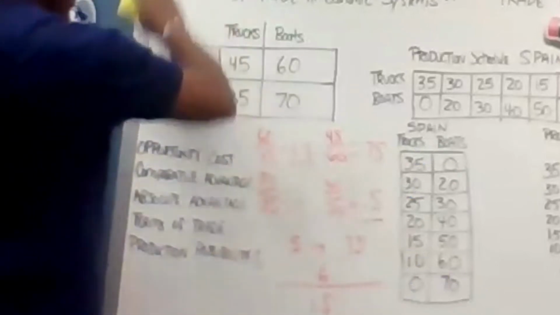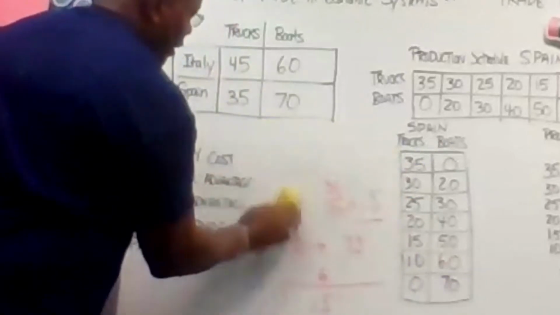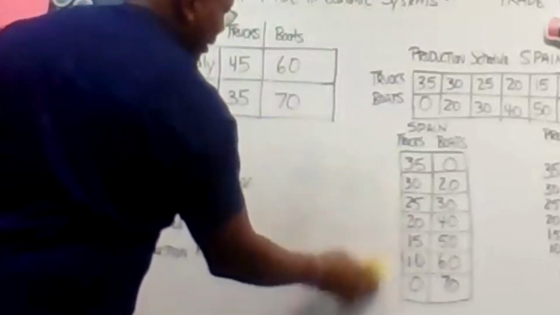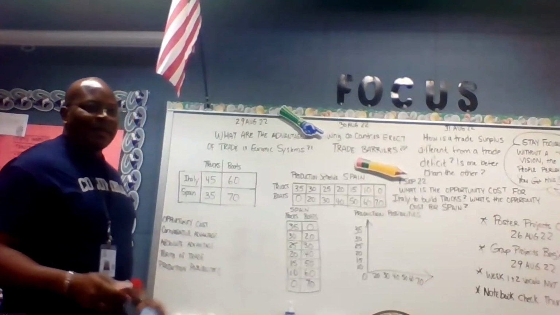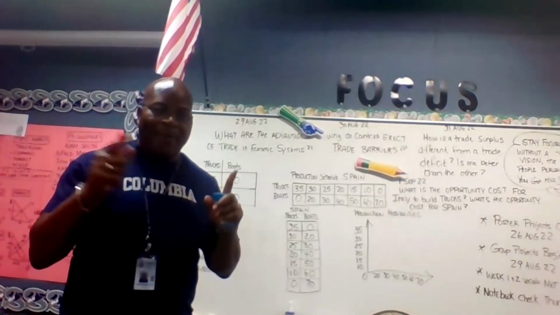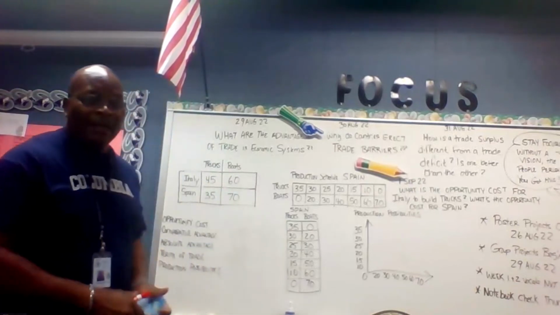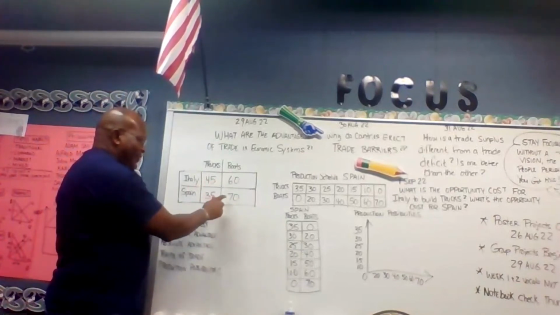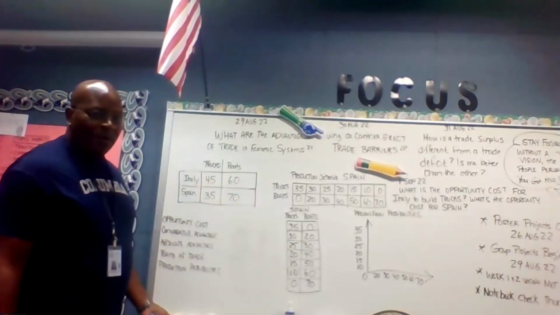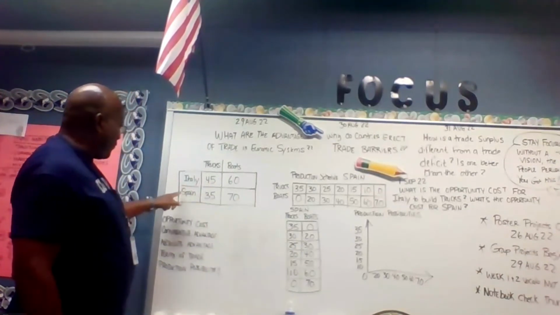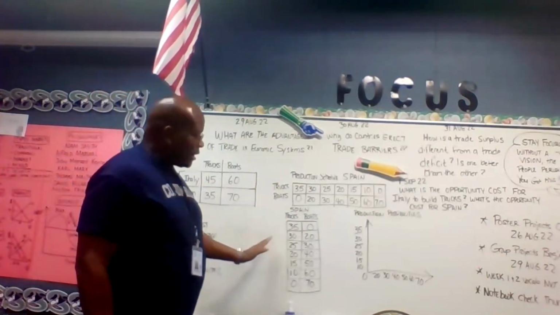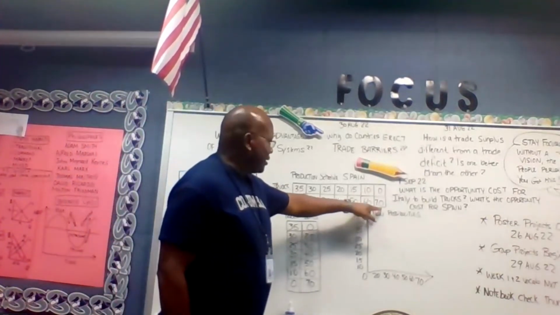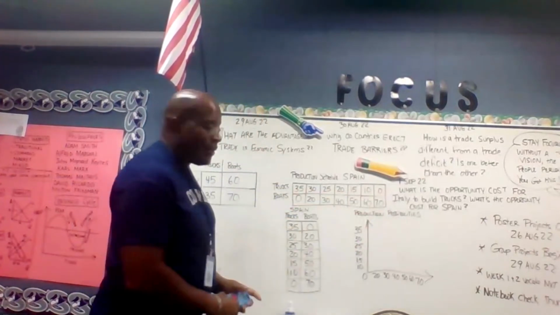All right, let's go ahead and get this out of the way real quick. We just went over opportunity cost, comparative advantage, and terms of trade. When it comes to terms of trade, you would look at a number that's in between both numbers, so both parties would be satisfied with that deal. Now, we said they can do either 45 or 60 or 35 or 70, but they can also do a combination of both. So let's take a look at Spain, for instance. Let's take a look at these charts. Spain can either do 35 trucks and 0 boats, or 70 boats and 0 trucks, or a combination of both.